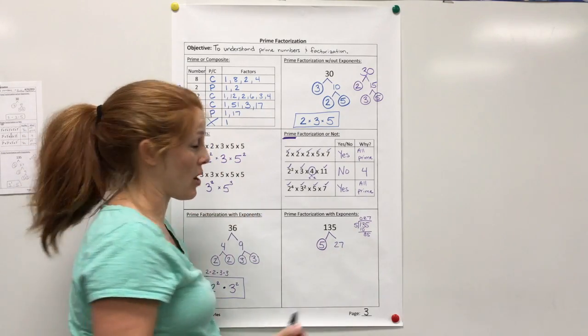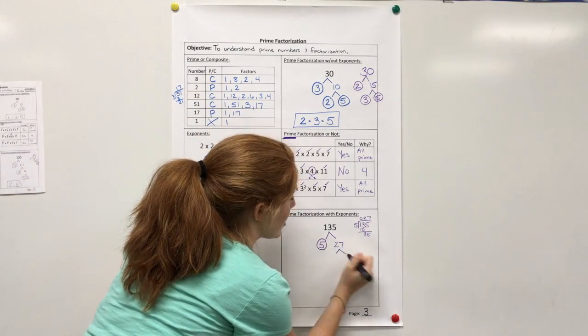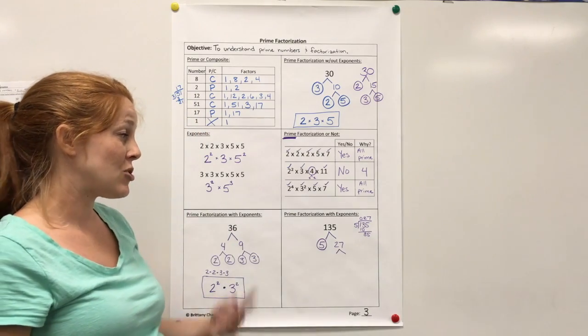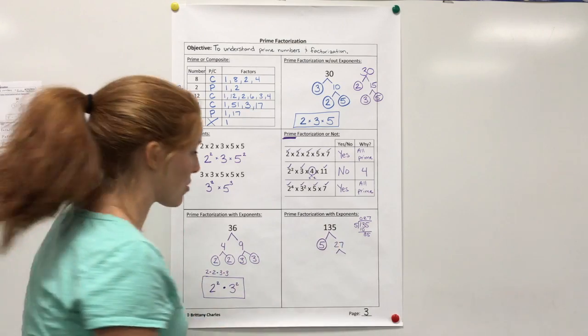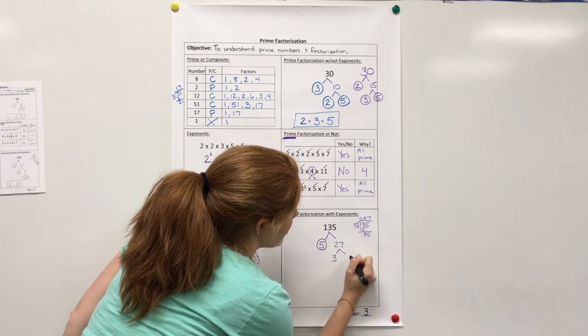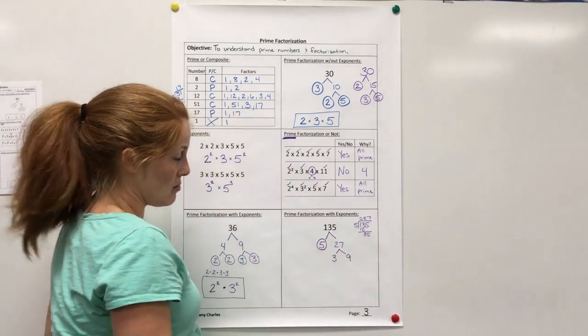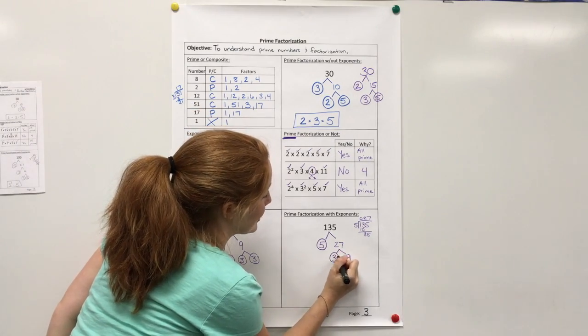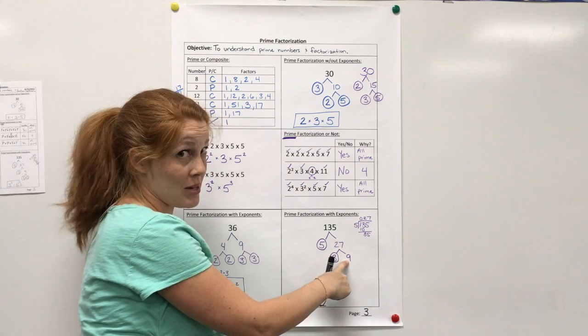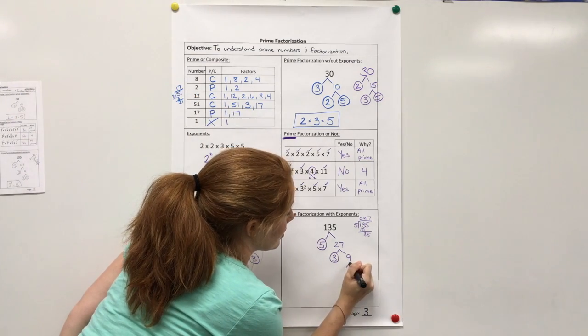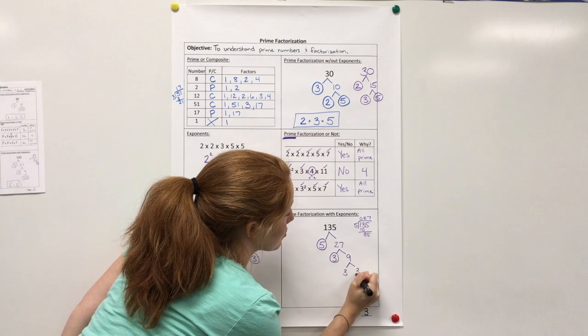27 is not prime, so I need to keep breaking that down. 2 doesn't work, 3 does, because 7 plus 2 is 9. That's divisible by 3. So 3, and I know that's 3 times 9. 3 is prime. 9 is not. Be careful. Sometimes I get people telling me 9 is prime. It breaks down into 3 times 3.